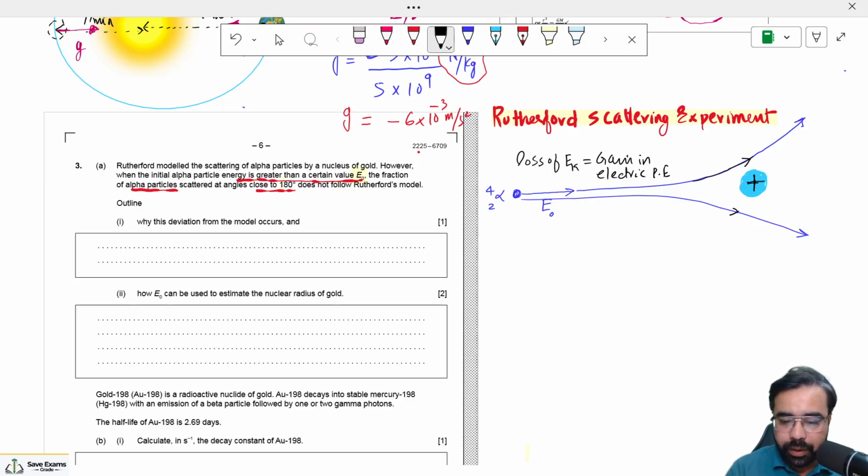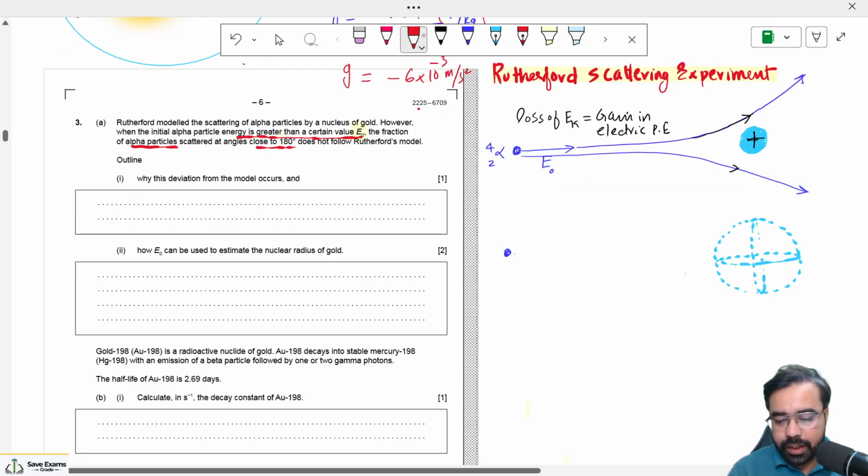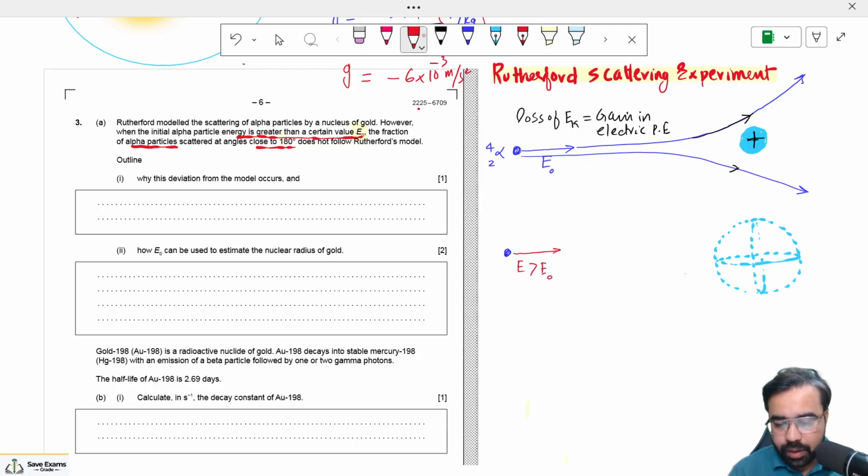But when we throw it with an energy more than E0, let's say now we throw it with energy greater than E0, it is hurled towards this and it reaches the boundary. And when it enters inside, what happens? This is a gold nucleus having a radius R. And you know that the universe's strongest force is the strong nuclear force. Now this force will interact with it.